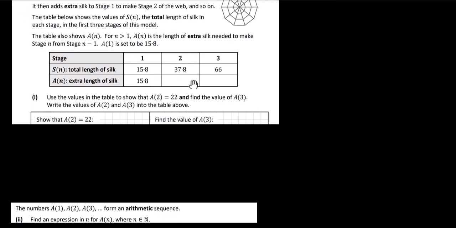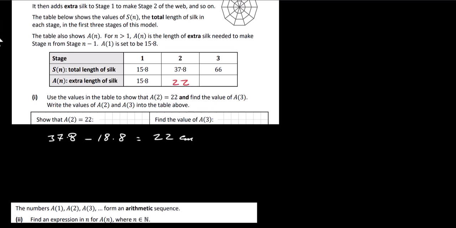Okay, so in order to find this value here, this is the extra length of silk. What we need to do is take the total length of silk in stage 2 and subtract the total length of silk in stage 1. So it's just simply a case of taking 37.8, subtract 15.8, and that gives you 22 centimeters. So 22 would go in here.